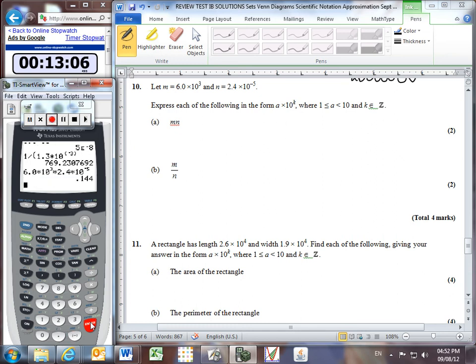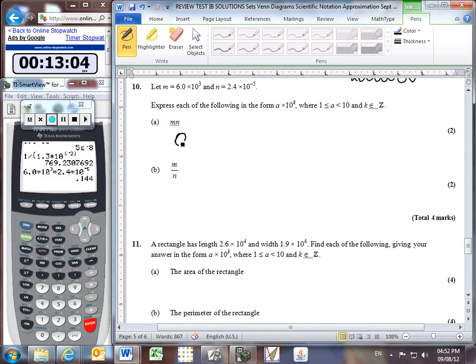And I get an answer of 0.144. But I need to express it in scientific notation. So that means moving the decimal point to immediately after the first non-zero digit. This is the first non-zero digit, that 1. So I've moved the decimal to its new location. So it's times 10 to the power of, well, I only moved it 1 spot, didn't I? So 10 to the power of 1. But because this is a small number, less than 1, it must be a negative exponent.